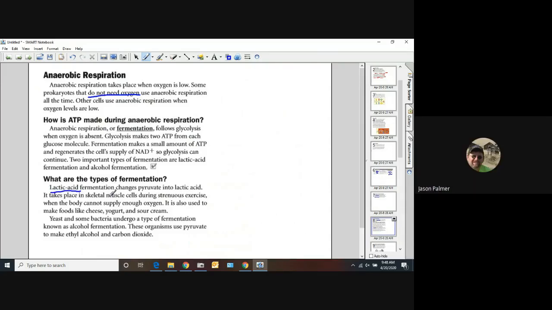And there's different types of fermentation, and lactic acid. So again, that's when you're running. It can also be used to make foods like cheese, yogurt, and sour cream. Right.